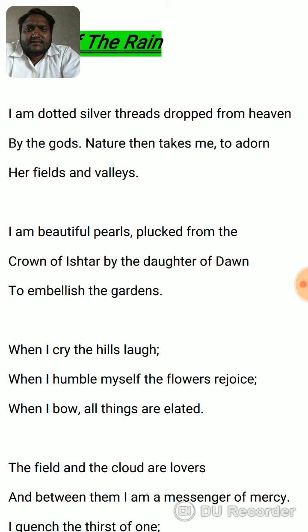I am daughter silver threads dropped from the heaven by the god. Heaven, after heaven, no punctuation mark. Nature then takes me to adorn her fields and valleys. To adorn, after adorn, no punctuation mark. So the first line and the second line is an example of enjambment.